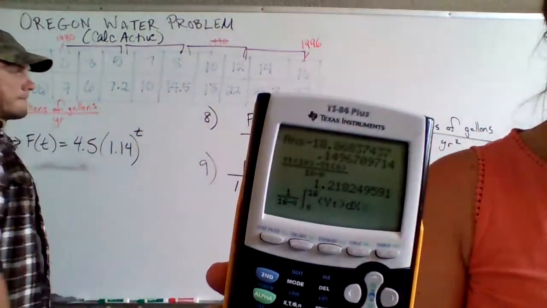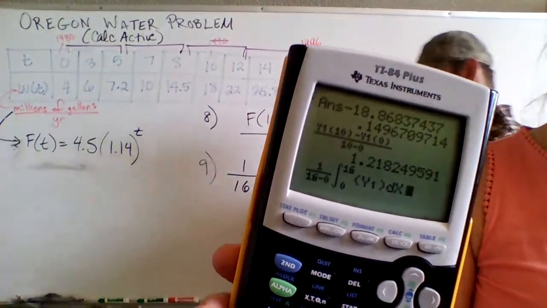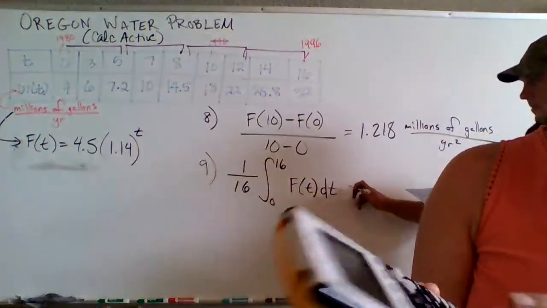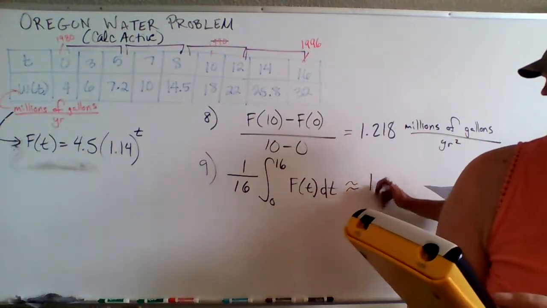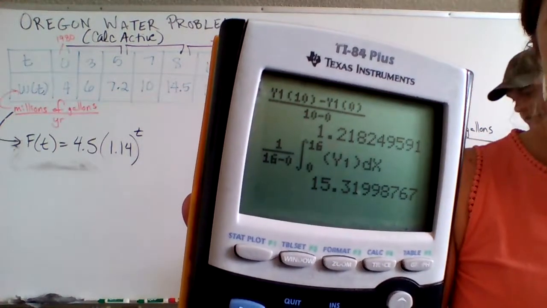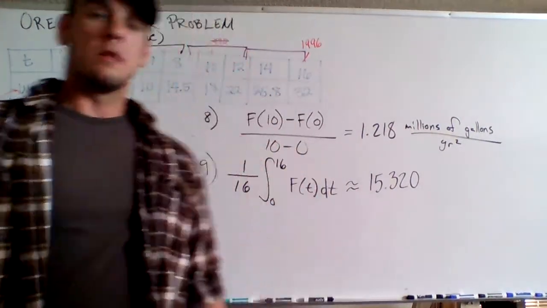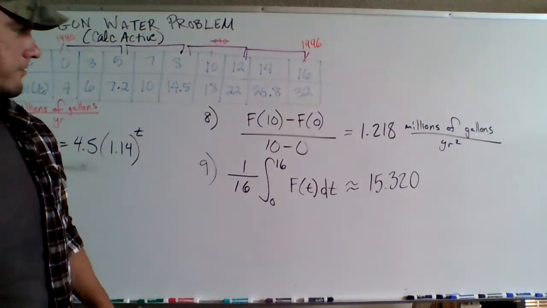And remember, our f of t rule is in Y1, so it's just 1 over 16 minus 0 in front, times math 9 from 0 to 16. And you should get approximately 15.320. Tricky rounding. It's 199, so it'd be 320. And you have to have that trailing 0 to be correct to 3 places. Man, these are a lot easier than our first ones.